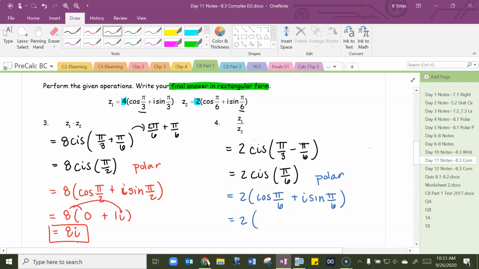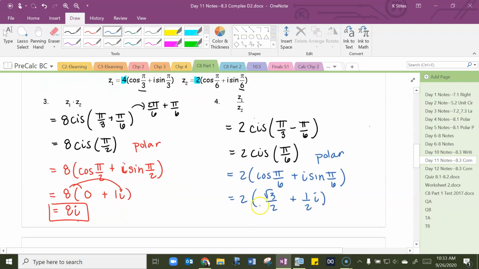Cosine of pi over 6 is root 3 over 2. Sorry, I spaced out. And sine of pi over 6 is 1/2. And then we'll just distribute, and we'll get root 3 plus i. Cool, so multiplying and dividing in complex polar are not that difficult at all.